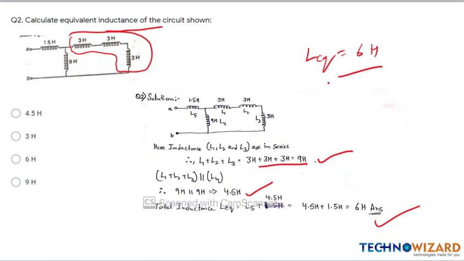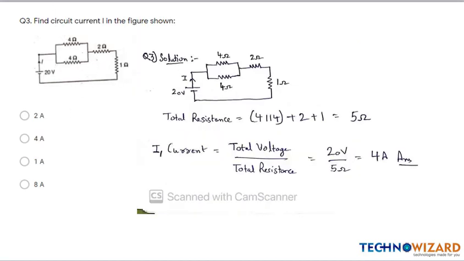Okay, so next question, question number 3. Here you have to find the current I in the given circuit. Now 4 parallel 4 is 2, 2 plus 2 is 4, 4 plus 1 is 5. Therefore the total resistance will be 5 ohm. We have calculated it. Now the total current will be voltage upon total resistance. Okay, therefore 20 upon 5, that is 4 ampere, is the correct answer.